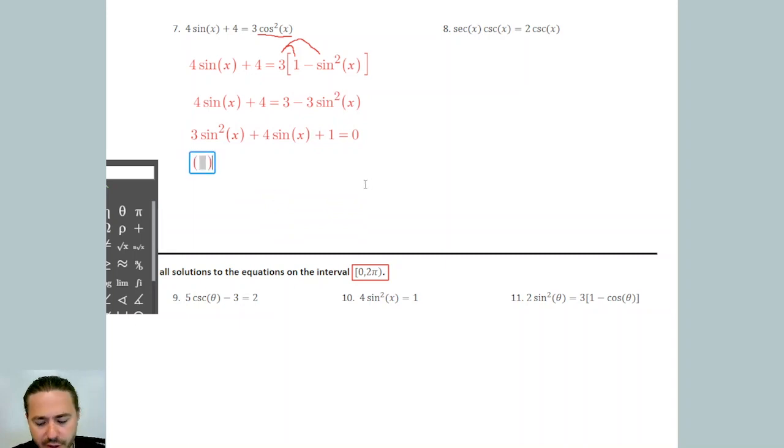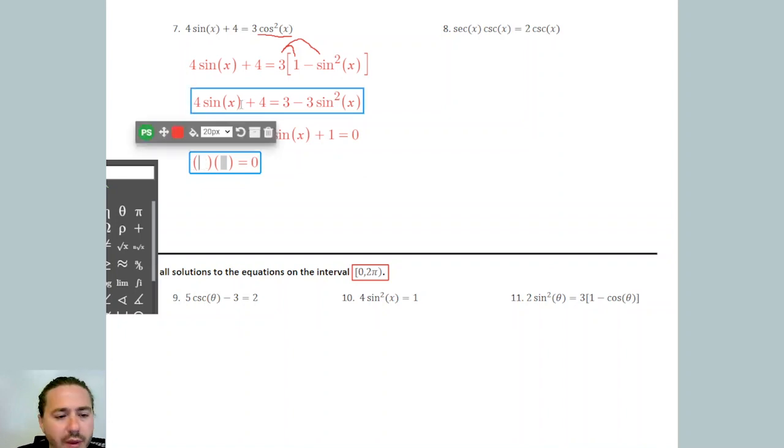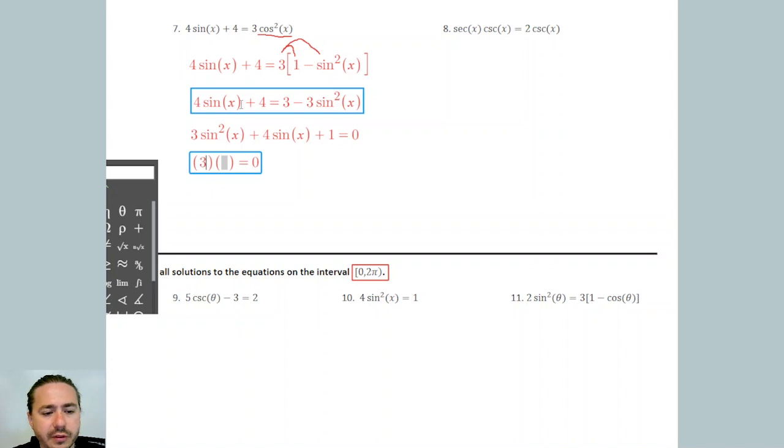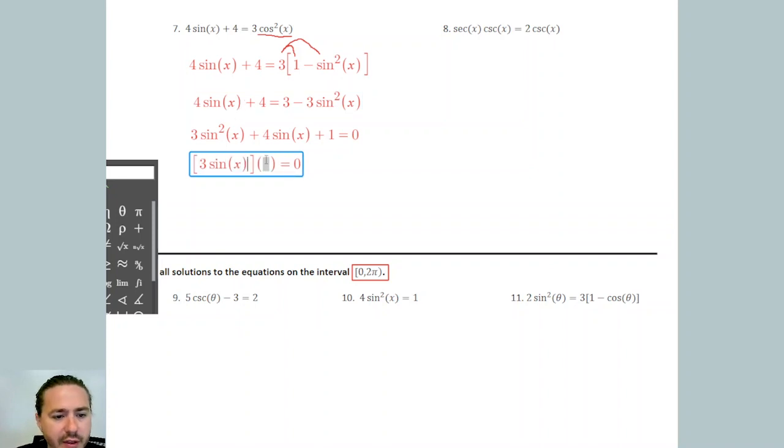We know it's going to look something like this, some binomial times another binomial equals something, or equals 0. So let's see what it's going to equal. So we got 3 sine squared x. So one of them has got to be 3 sine x, and one of them, let's see, there we go. And then the other first term has got to be sine x.